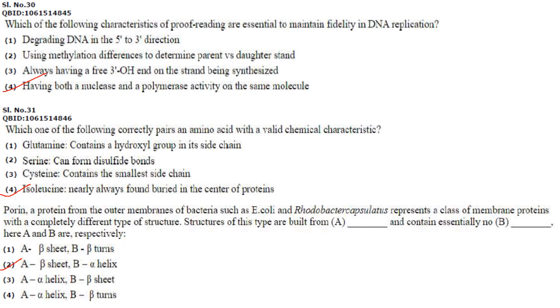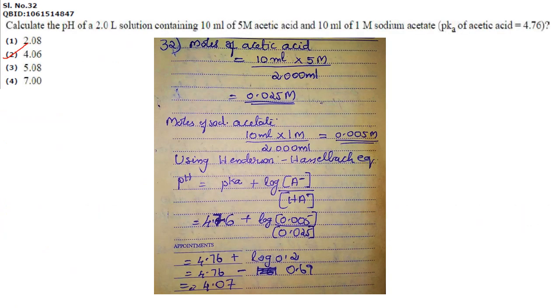Then next one. Porin, a protein from the outer membrane of bacteria such as E. coli and Rhodobacter capsulatus, represents a class of membrane proteins with a completely different type of structure. Structures of this type are built from A and contain essentially no B. Here A is beta sheets and B is alpha helix. It doesn't have any alpha helix, but it has beta sheets. So the answer is option 2.